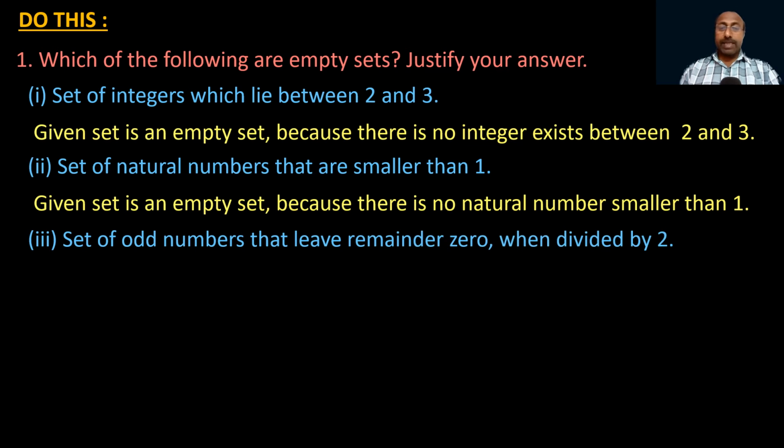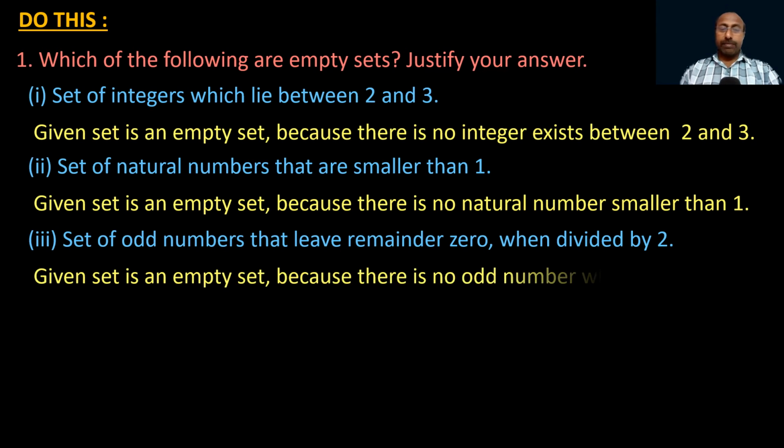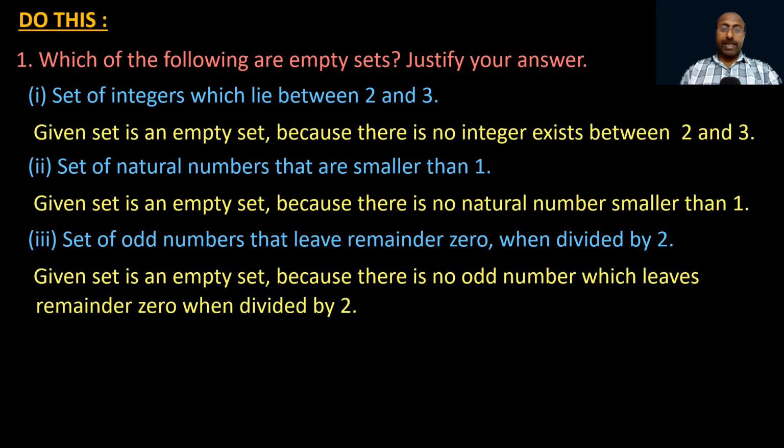The set of odd numbers that leave remainder 0 when divided by 2. And we know that if we divide an odd number by 2, then the remainder must be 1. Isn't it? If we divide 3 by 2, the remainder is 1. If we divide 5 by 2, the remainder is 1. If we divide 11 by 2, the remainder is 1. That is, if we divide any odd number by 2, then the remainder is 1. So the set of odd numbers that leave remainder 0 when divided by 2 is an empty set, because there is no odd number which leaves remainder 0 when divided by 2.